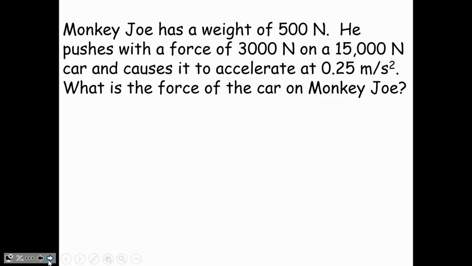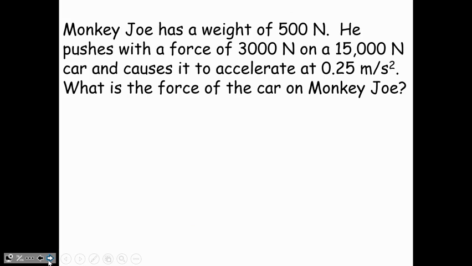Lastly, we'll go over one practice question. This is an example of the type of question you might see on the Regents exam. Typically, they like to throw a bunch of numbers at you and see if you can pick out what is the action-reaction pair. Here, Monkey Joe has a weight of 500 newtons, and he pushes with a force of 3,000 newtons on a 15,000 newton car and causes it to accelerate at 0.25 meters per second squared. What is the force of the car on Monkey Joe?